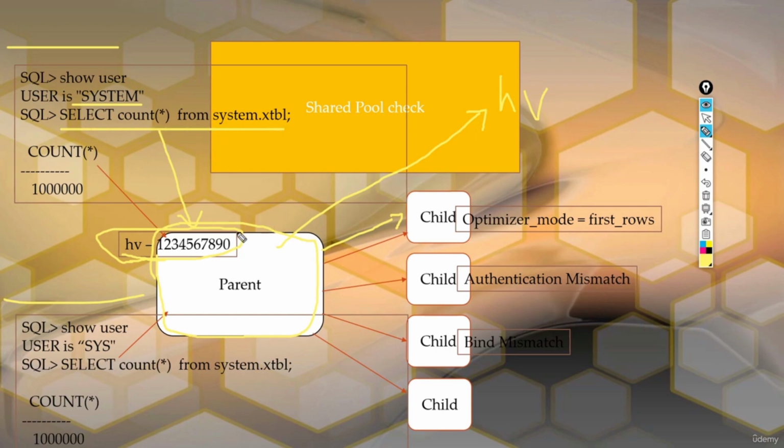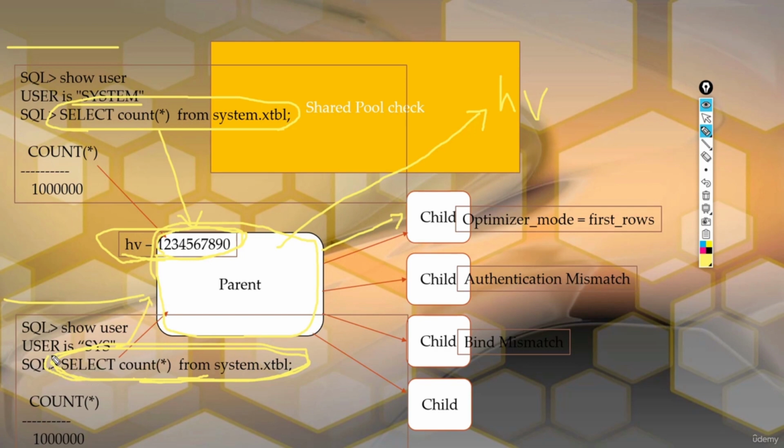This hash value will change even if there is a space in the syntax. So these two SQL statements look similar, right? These two SQL statements can be shared and a soft parse can happen, even though the users are different.